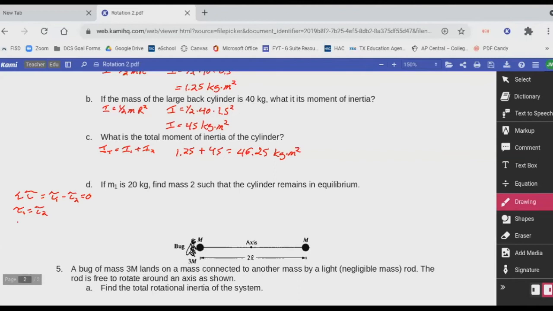So that means I alpha for number 1 has to equal I alpha for number 2. And then what did we say I was? I is merely m r squared, isn't it?